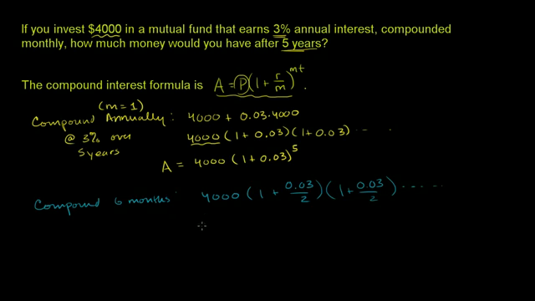So this is going to be equal to 4,000 times 1 plus 0.03 over 2 to the, we have 5 years, each of them have 2 periods, 2 times 5 power. And now you see it directly. Our principal is right over here. It's $4,000. Our annual interest rate is R. It is 3% in either circumstance.